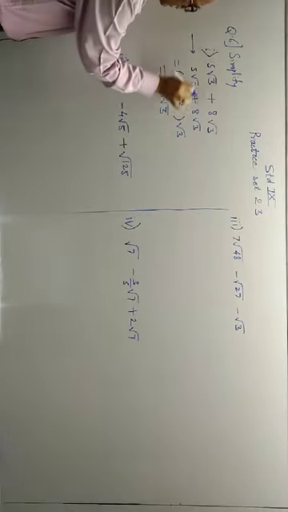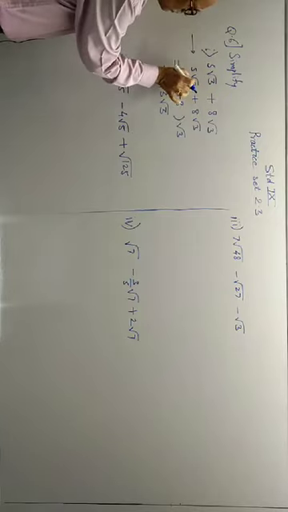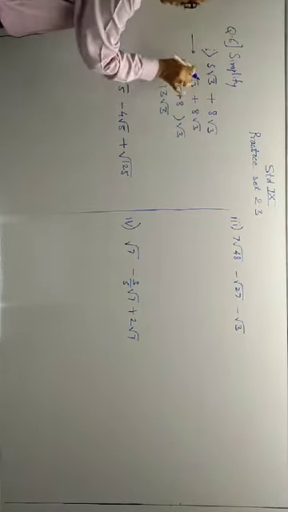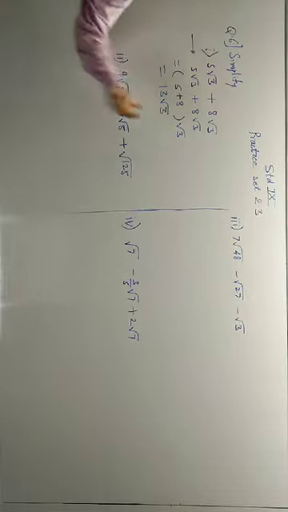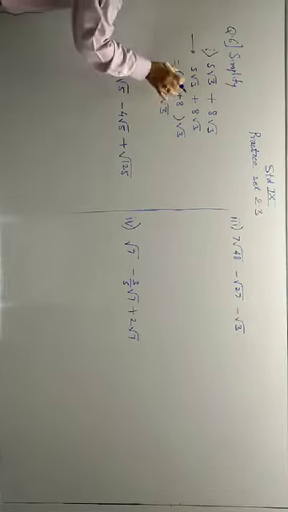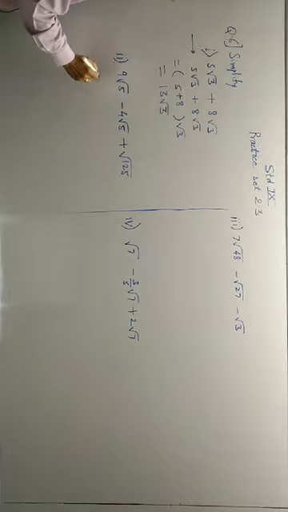It can be written directly, 5 plus 8, 13 root 3. Both are root 3 terms, so we can add the coefficients. As it is the first sum, I have taken many steps in between. Such a step can be avoided afterwards.